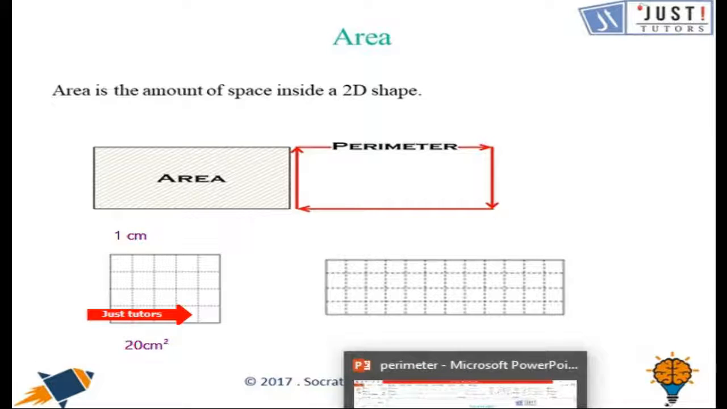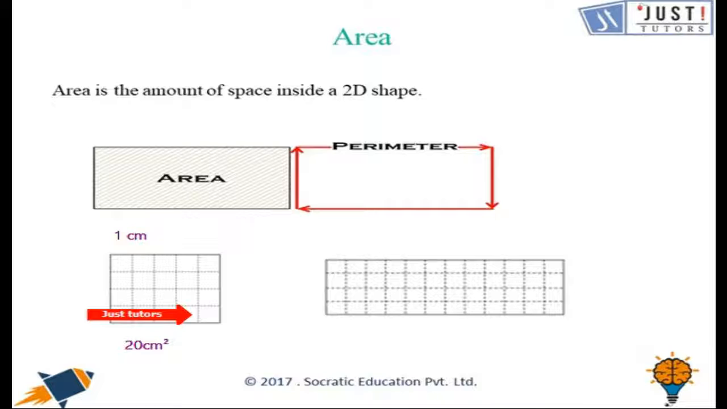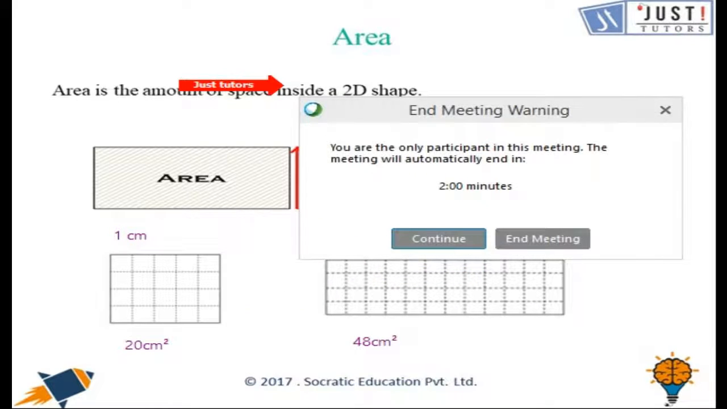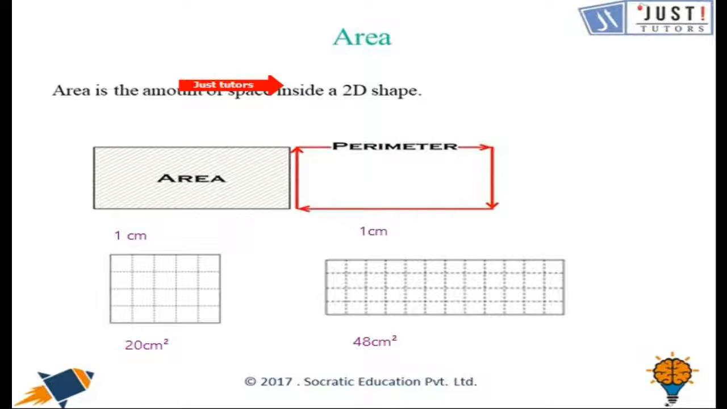In the same way, we can work out the area of the next shape. You can take your time and give it a try. Let's count all the squares here. That's 48 centimeters squared.